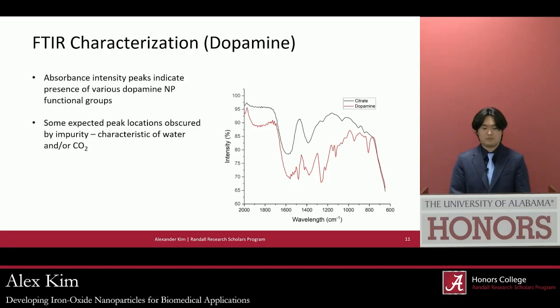And what you get is essentially a molecular fingerprint of every important structural component present in your chemical sample. And over here, we see absorbance peaks indicating structural components that show successful formation of our dopamine iron oxide nanoparticles. Some of the peaks are slightly obscured by suspected water and carbon dioxide impurities. However, the existence of other peaks still confirm successful dopamine nanoparticle formation.